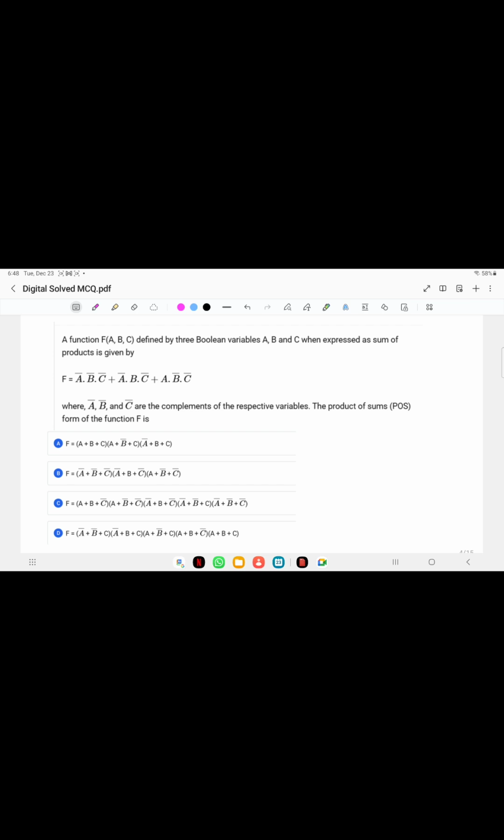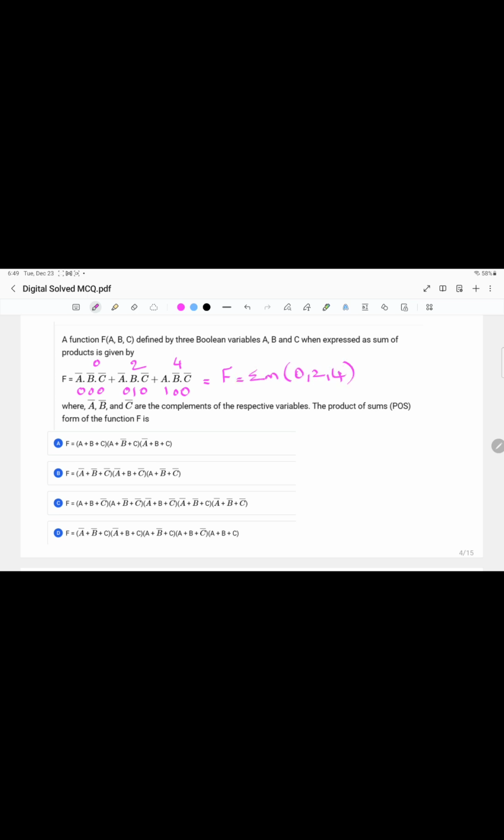Okay, now we can check whether the expression is in canonical form. Yes, it is in canonical form. This can be equated with the terms: a dash b dash c dash as 0 0 0, this term is 0 1 0, and this is 1 0 0. 0 0 0 is equivalent to 0, 0 1 0 is number 2 and 1 0 0 is 4. Now we can write the given expression with the minterms as f is equal to summation of minterms 0, 2 and 4.